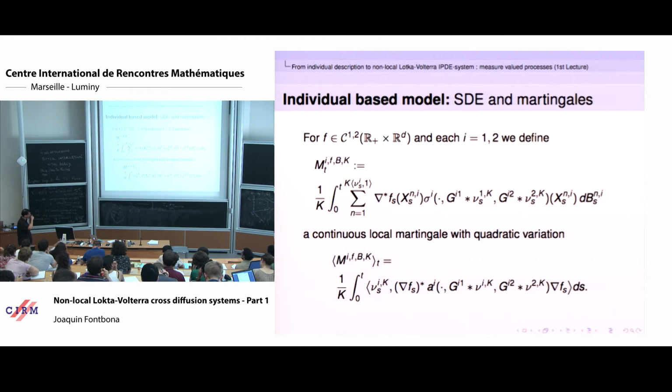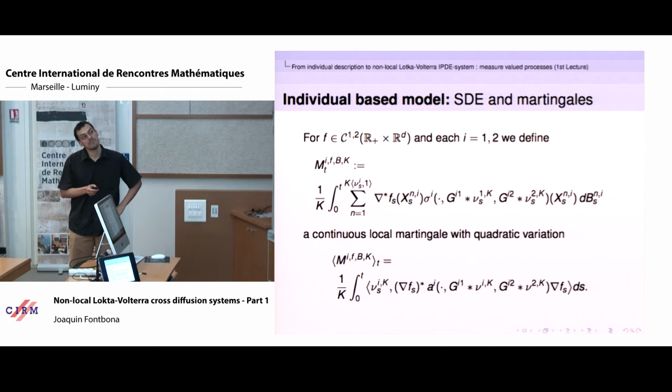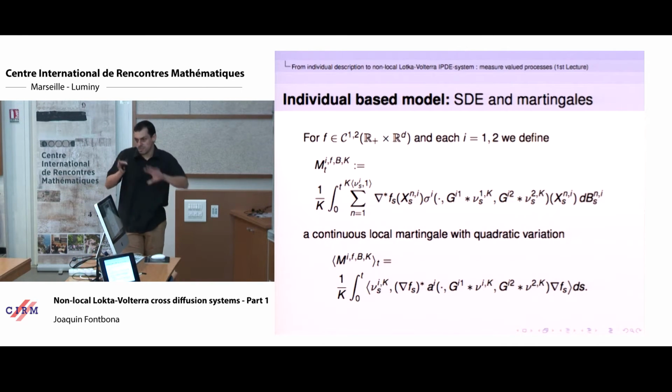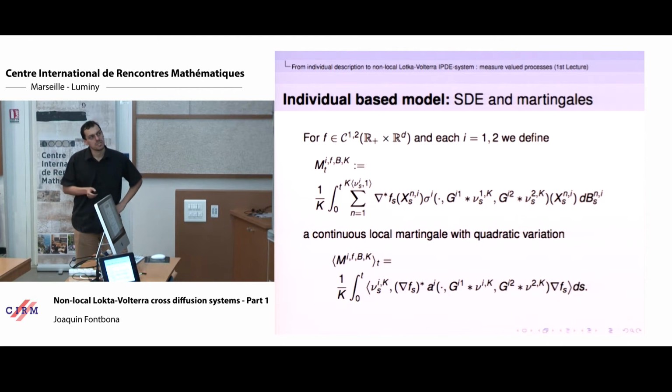So if you're familiar with stochastic calculus, you will see that this is just a sum of Brownian motions. First, of the values of some function evaluated at the positions of my population I. So that's the idea. Okay, and this is a stochastic integral. So this is what you get when you apply Ito formula somewhere. This is the kind of expression that you get.